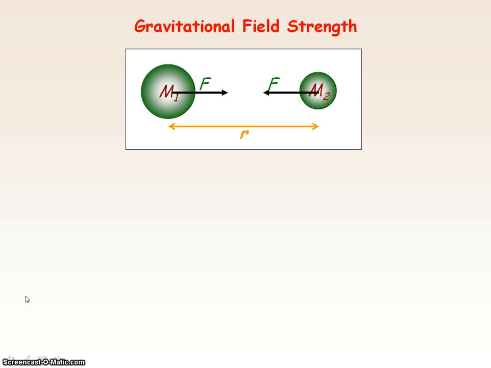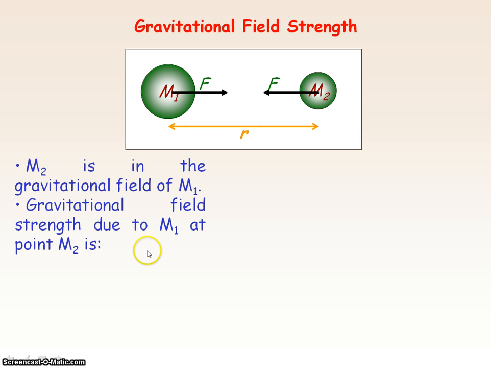What you should note is that m2 is in the gravitational field of m1, and so we can determine the gravitational field strength due to m1 at the point where m2 is. If we go back to our definition of gravitational field strength, which is force per unit mass placed at that point, the mass that is placed at the point is m2, so the gravitational field strength due to m1 is equal to the force divided by mass m2.